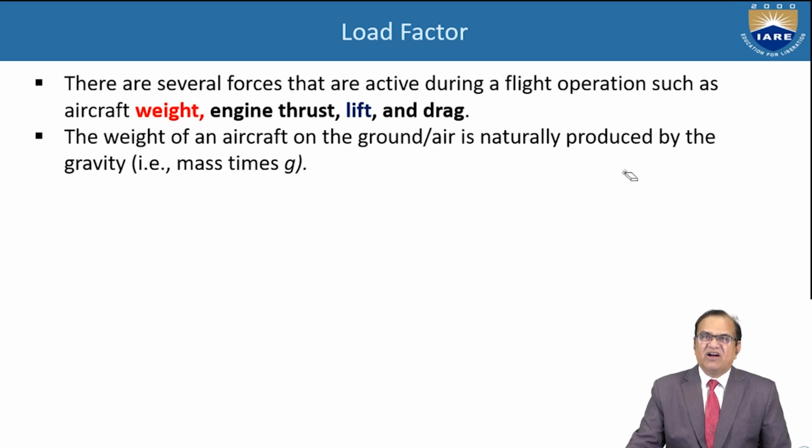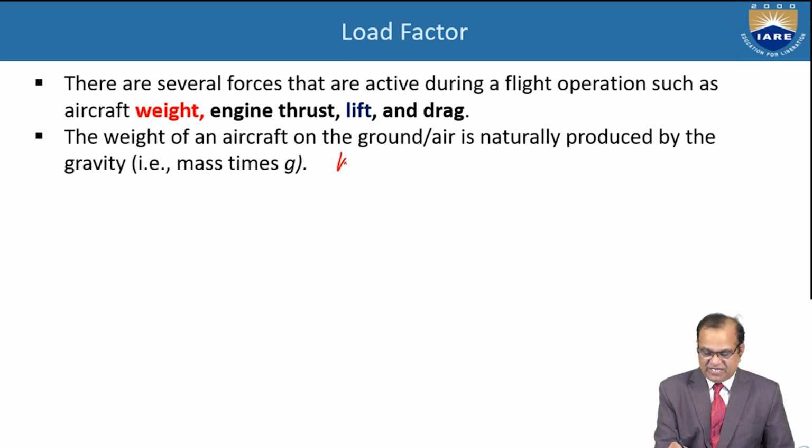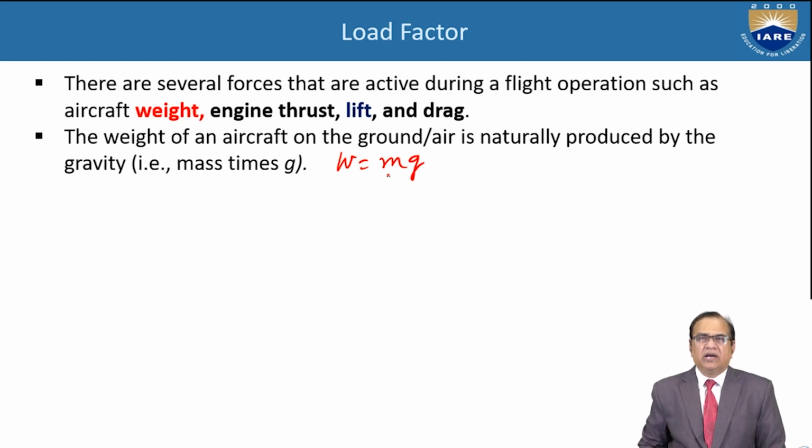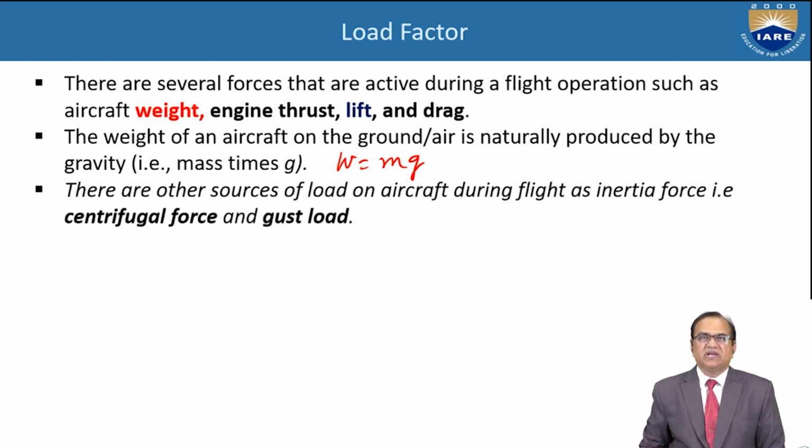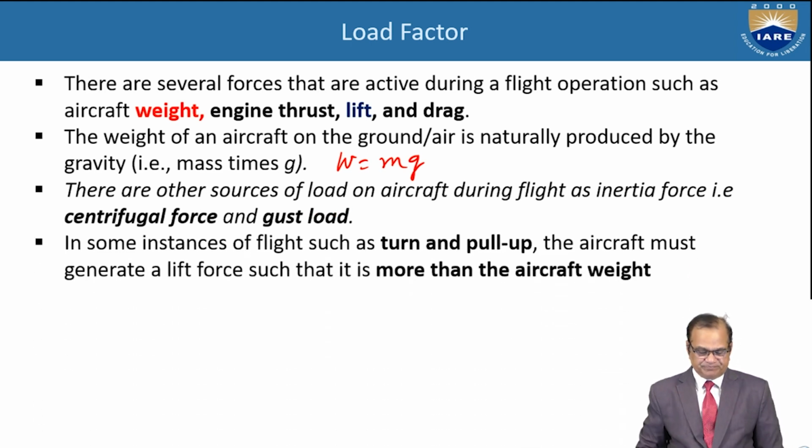The weight of an aircraft on the ground is naturally produced by gravity, that is, weight is equal to mg, mass times the gravity of the earth. There are other sources of load on the aircraft during flight, such as inertia force, that is the centrifugal force, and gust force. These are the inertial forces like centrifugal forces, and the gust load is another type of force.